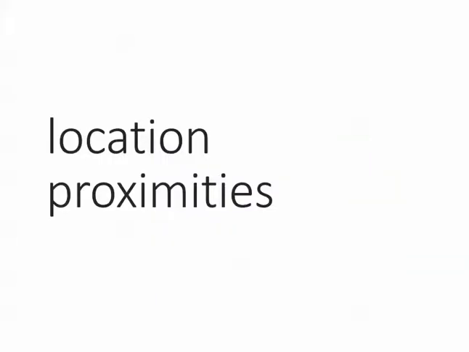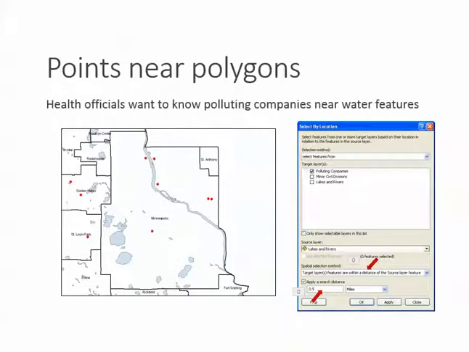Another powerful tool of GIS is location proximities. For instance, if health officials in Minneapolis have identified a source of contamination in their water bodies, where do they begin their search to find liability? Perhaps they would try to find where there are polluting companies within a certain distance. In this case, they decided a half-mile distance of a local water body is too close for a polluting company, and a select by location tool can easily find that information.